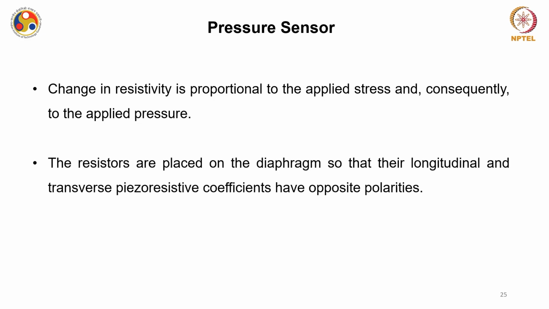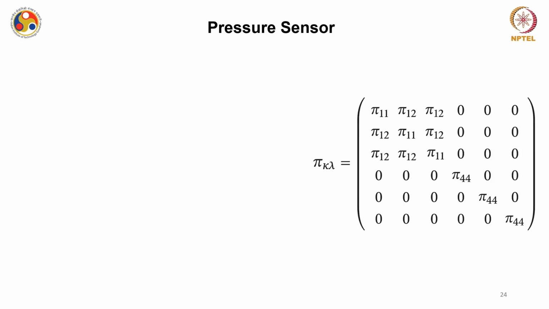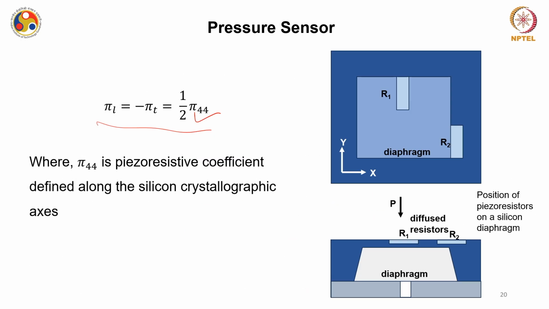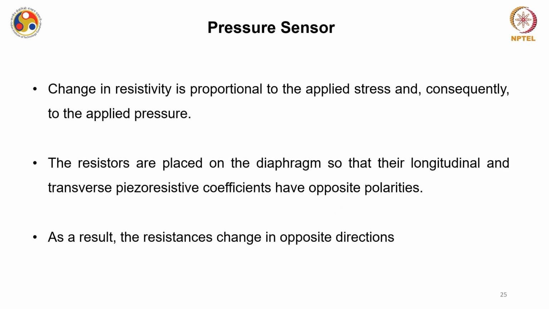Okay. So, the resistors are placed on the diaphragm so that their longitudinal and transverse piezoresistive coefficients have opposite polarities. Something like this. So, if you are not placing, means you are at least diffusing the impurity in the diaphragm itself. As a result of this, the resistance changes in the opposite direction, and that is why we have seen that pi L is equal to minus pi T.